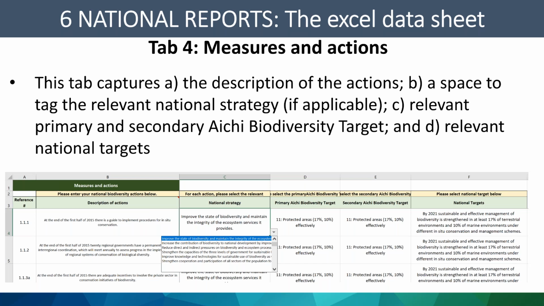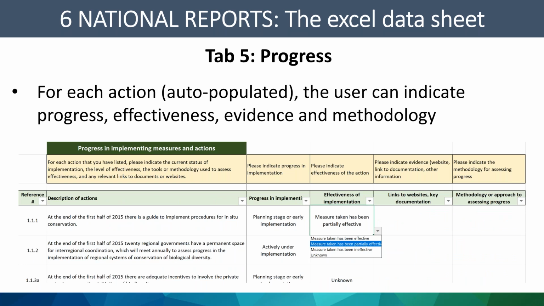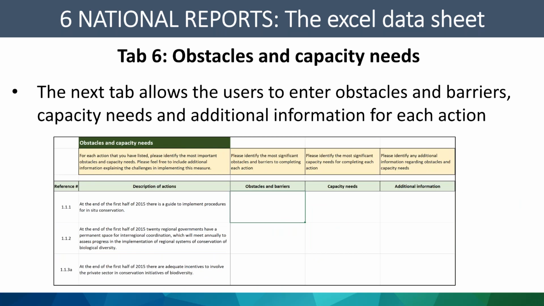The fifth tab allows you to capture in a drop-down menu the progress and implementation, the effectiveness of implementation, link to any websites and evidence, and also describe the methodology or approach to assessing progress. The sixth tab is for collecting information on obstacles and capacity needs. And I should say, and I'll show you in a moment, that the data on the actions is automatically populated from one tab to the next. You need only enter your NBSAP actions once, and all subsequent tabs are pre-populated.